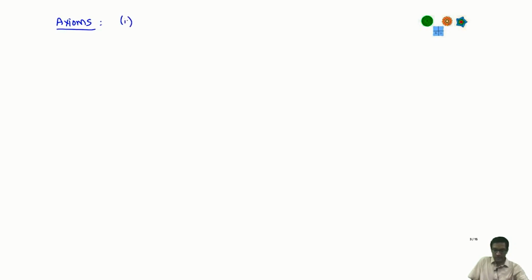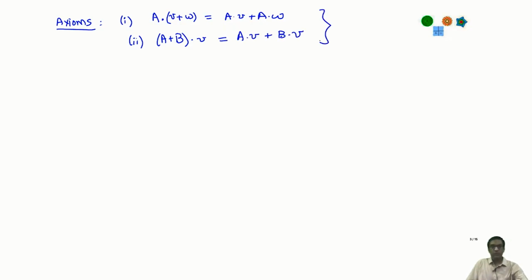So what were the axioms? There was distributivity, which says if I take A and I do v plus w, this should become A·v plus A·w. Or if I change A, look at (A plus B)·v, this must give me A·v plus B·v. Both of these follow from the usual distributive property of matrix multiplication.